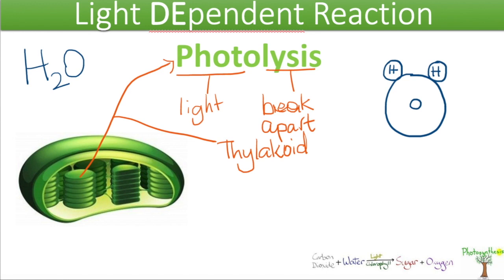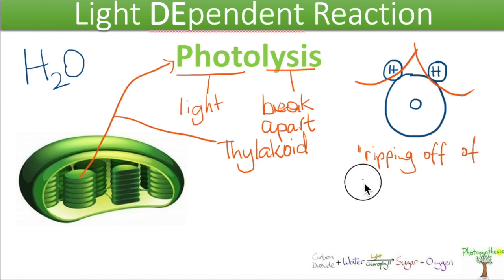During photolysis, I want you to really think about this image in your head. During photolysis, the molecule that's broken apart is water. And basically, Mickey Mouse's ears are ripped off. We rip off these hydrogens. We break apart the water. So photolysis is basically the ripping, don't write this in an exam, off of Mickey Mouse's ears.